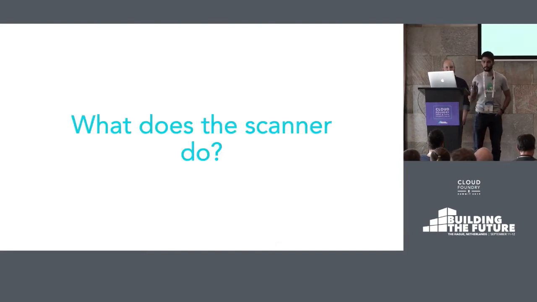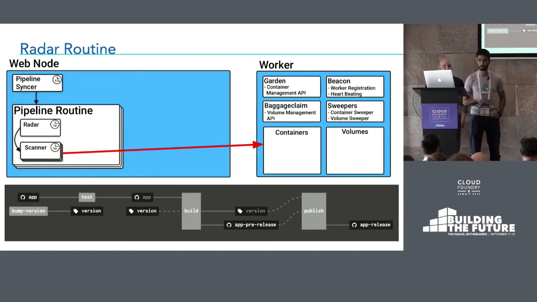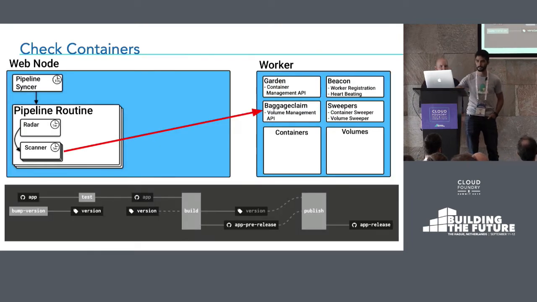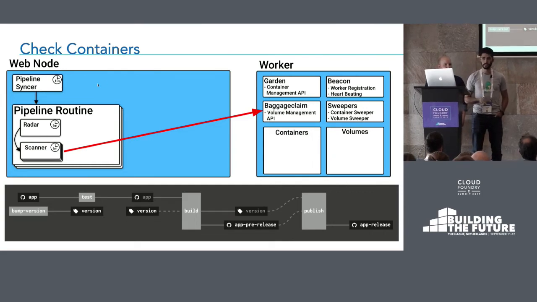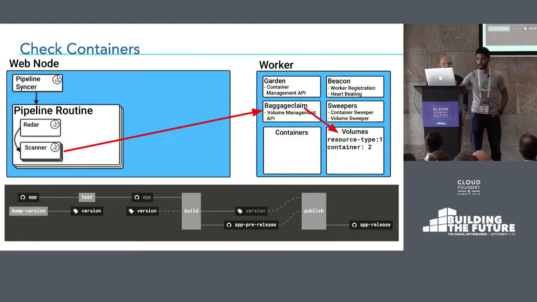Now, what is the scanner doing? We have a bunch of scanner routines started. What are they going to do? The scanner is going to create a check container on each worker. So how are these check containers made? The scanner is going to create a check container by first creating volumes. The scanner routine does this by talking to baggage claim. And each check container is going to consist of one resource type volume and one container volume. So we have 2 volumes right now.